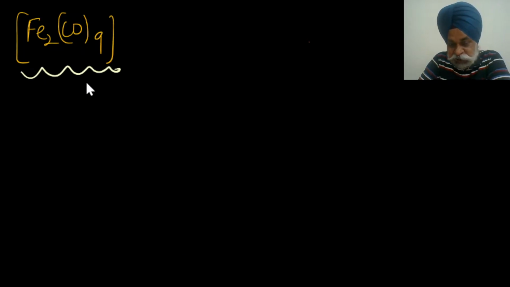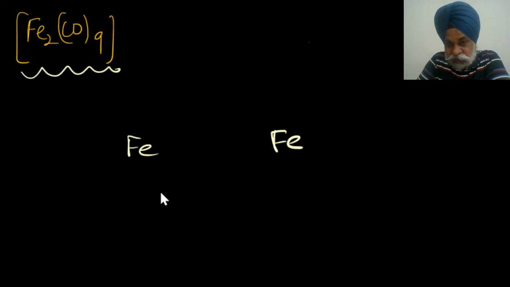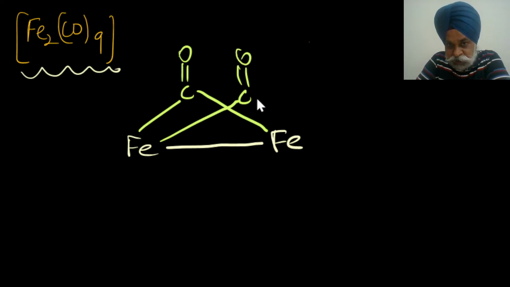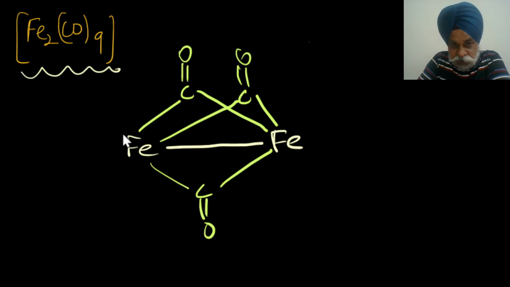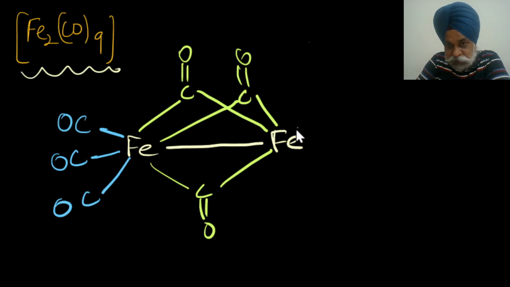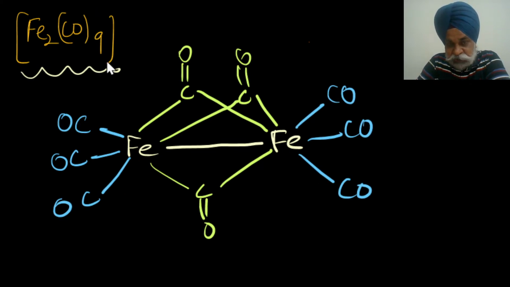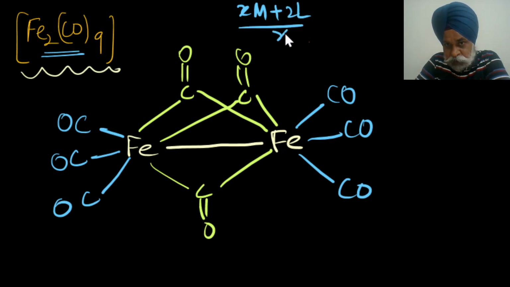Now, this is a very interesting case which you should always remember. So here I'm suggesting you remember these structures as such. These are the two Fe atoms connected to each other with a metal-metal bond. Along with that, you are able to see some bridged CO groups. These are the two bridged CO groups, and this one also is a bridged CO group. Along with it, because three are already being used, these are the terminal CO groups. We already found the effective atomic number for this complex by the formula, MXM plus 2L upon X plus X minus 1.